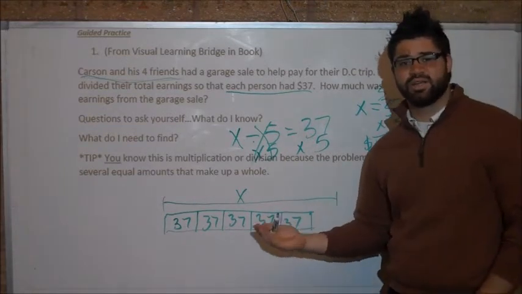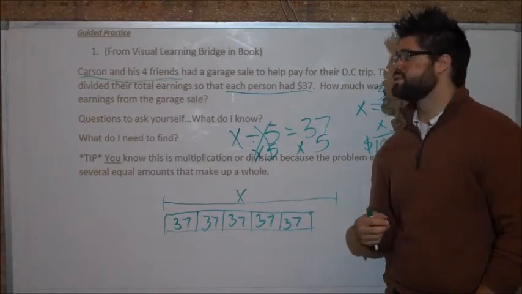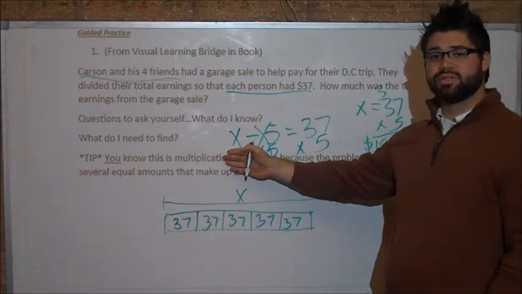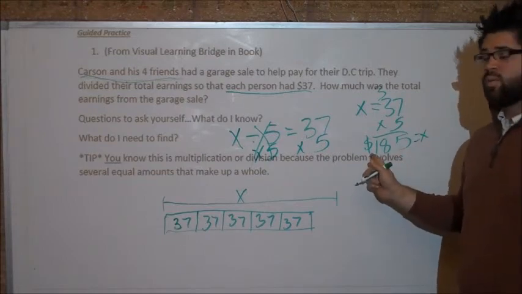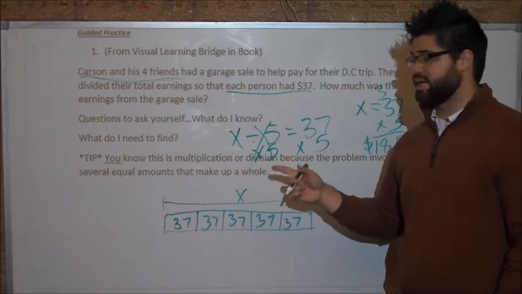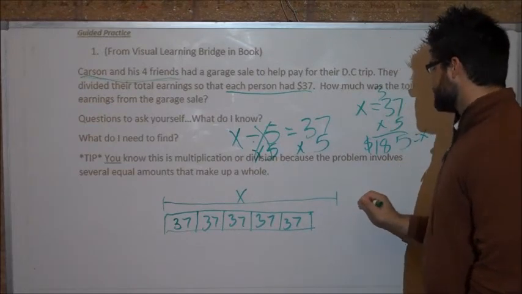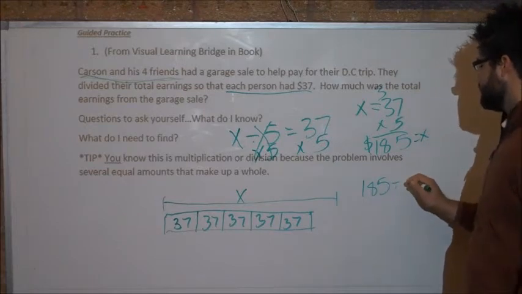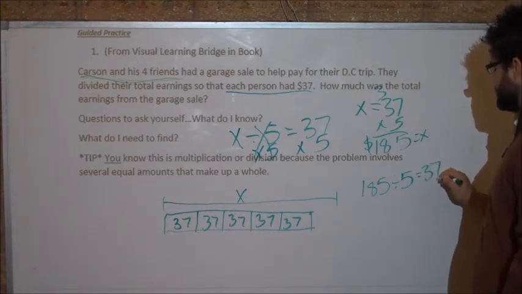How could I double check this problem? How could I confirm and make sure that I'm getting the right answer? Well, if I plug in 185 to my original equation, because I'm saying that this is equal to x, once I plug this in, if it checks out and ends up with 37, then we're right. So in order to check this, I would plug in 185 divided by 5 and make sure that that is equal to 37.